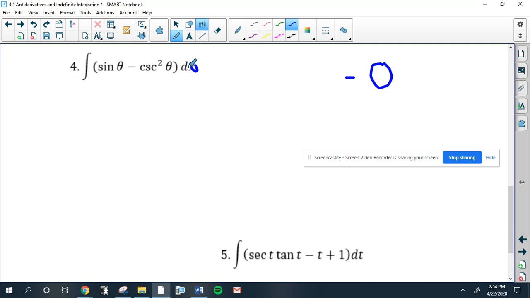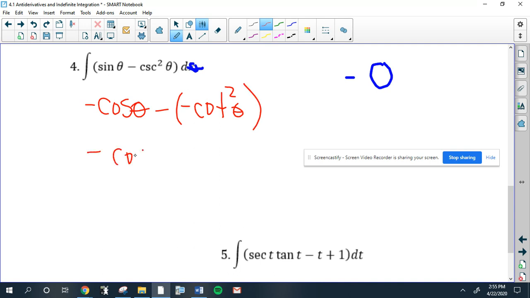That's the best I could do. That's a theta. So now it says the integral of sine theta minus cosecant squared theta d theta. That just means with respect to theta. So the integral of sine, look at the chart, is negative cosine. And the integral of cosecant squared is negative cotangent squared. And that's it. So it's negative cosine theta plus cotangent squared theta plus c.